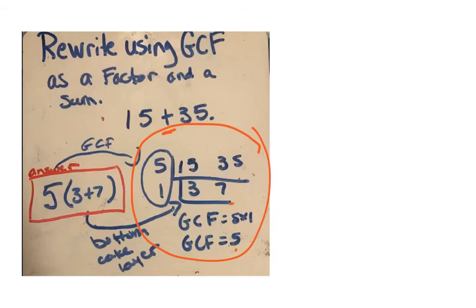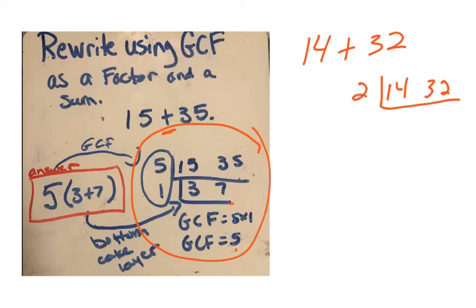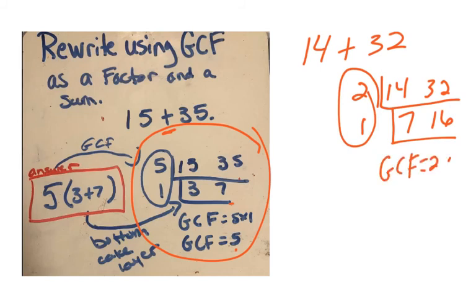So if I give you 14 plus 32, and I want to rewrite that using greatest common factor as a factor in a sum, what I have to do first is find the greatest common factor of 14 and 32. So I'm going to ask myself, what will go into 14 and 32? The answer is 2. 2 goes into 14 7 times. 2 goes into 32 16 times. So then I'm going to put another layer on my cake. And then the only thing that will go into 7 and 16 is 1. So I'm 1 and done. So my greatest common factor is equal to 2 times 1. Greatest common factor is equal to 2.